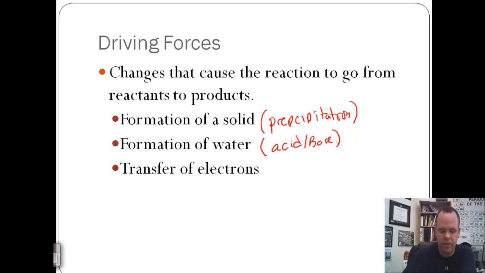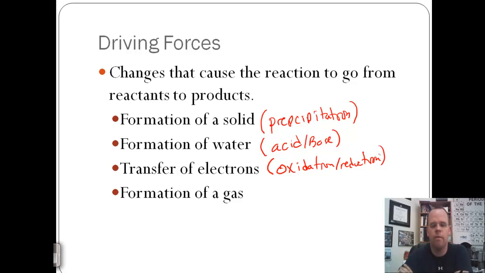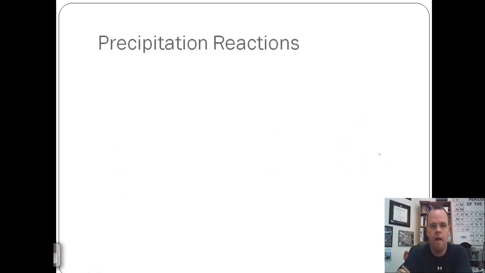The transfer of electrons is the third thing that can be a driving force. This is going to be all of our oxidation reduction reactions. And we also occasionally see the formation of a gas, which can fall into many of these other categories. So based on the type of driving force that is taking place, we have a pretty good idea of the type of reaction that we are dealing with.